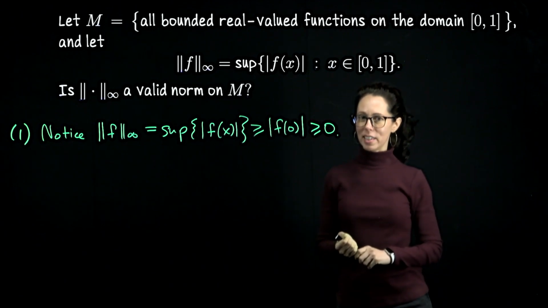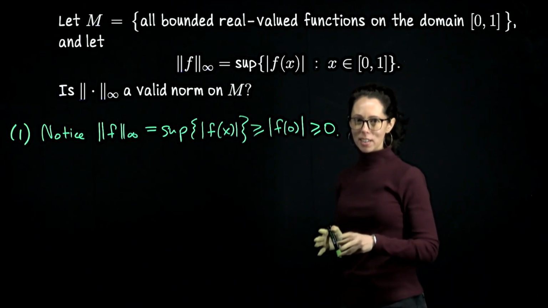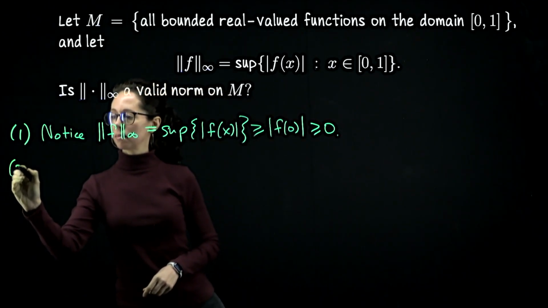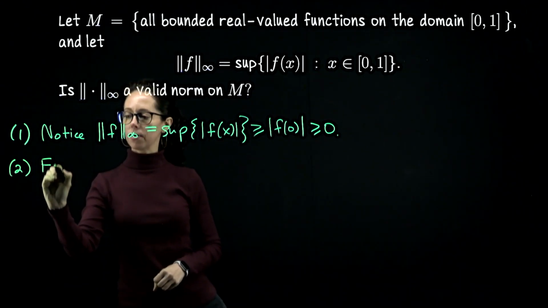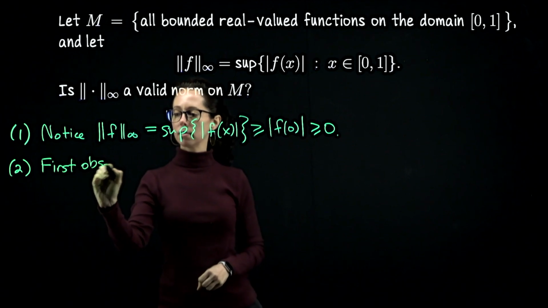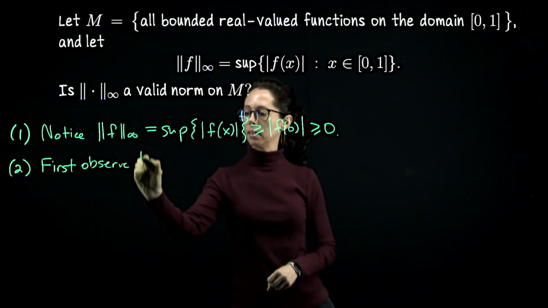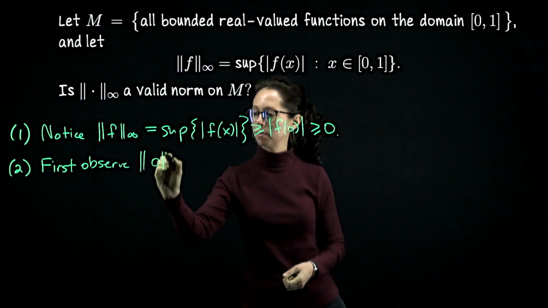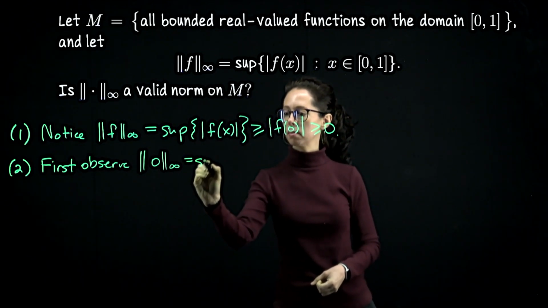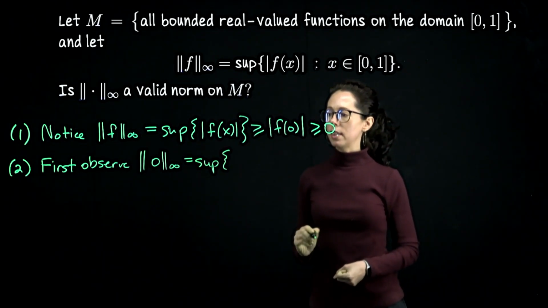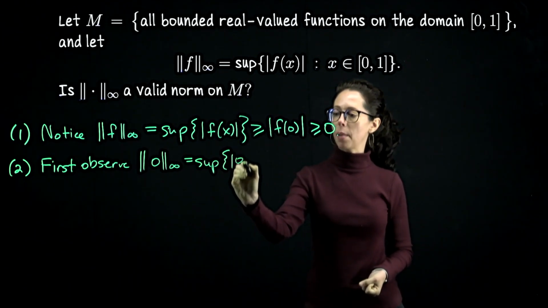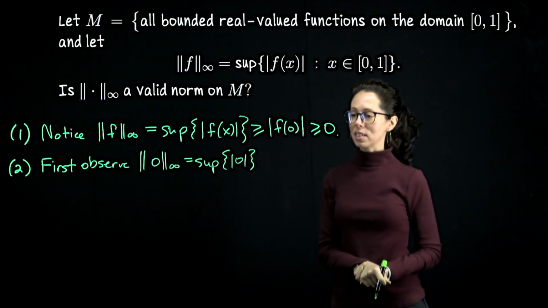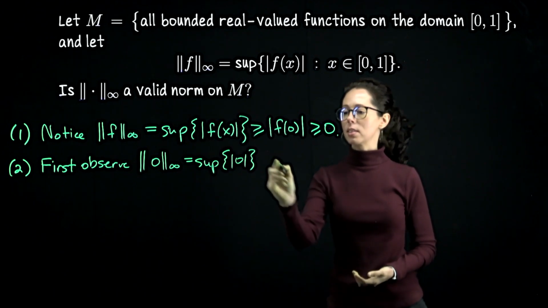The second one is non-degeneracy. That's an if and only if. Usually one direction is easier, and that's checking that the 0 element has a norm value of 0. First, observe that here when I say 0, I mean the function f of x equals 0. But that's the 0 function. Every output is 0. Maybe I'll write absolute value of 0, just to make it clear that this is the function itself. It's the function whose constant output is 0. And then this is literally 0. Okay.